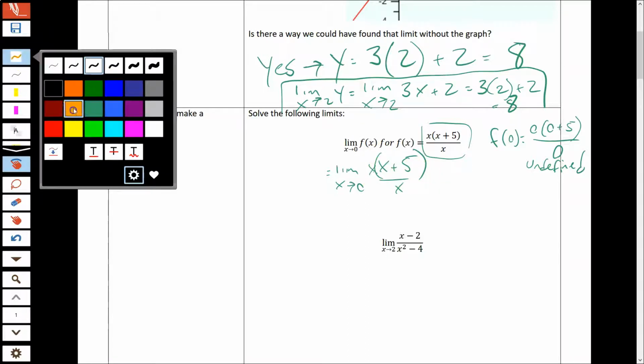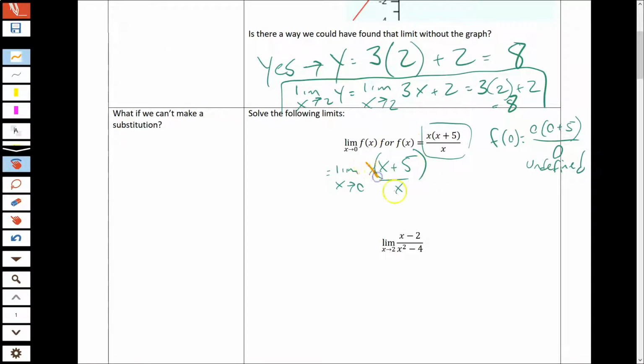But look what we can do here. We can do a little bit of algebra, and we've done this before. I can cancel out my x's. So this limit is equal to the limit as x approaches 0 of x plus 5, since x over x is just 1. Now I can plug in my 0, and the limit is 5. This would correspond on a graph to a hole in the graph. So f is undefined at that point, but the graph would approach y equals 5.